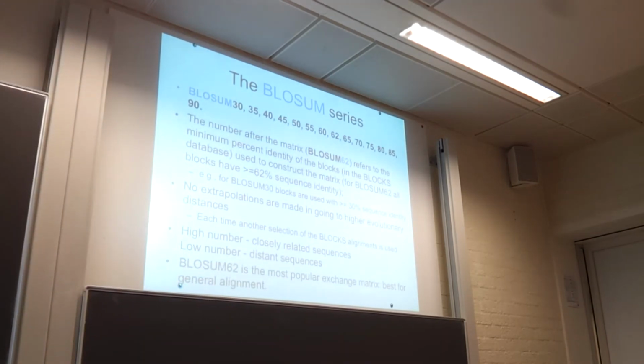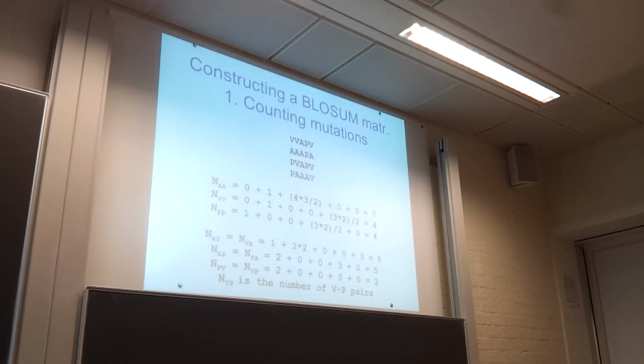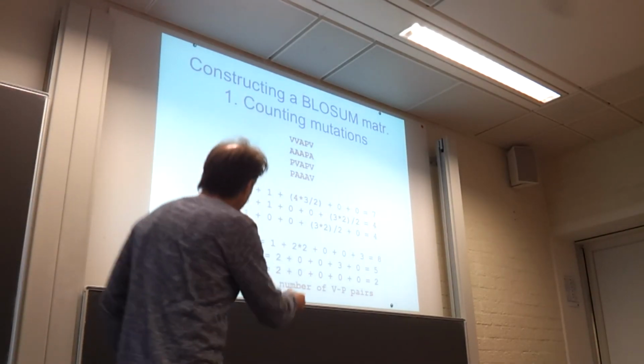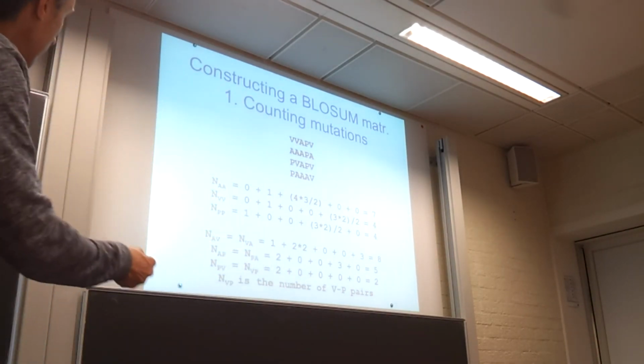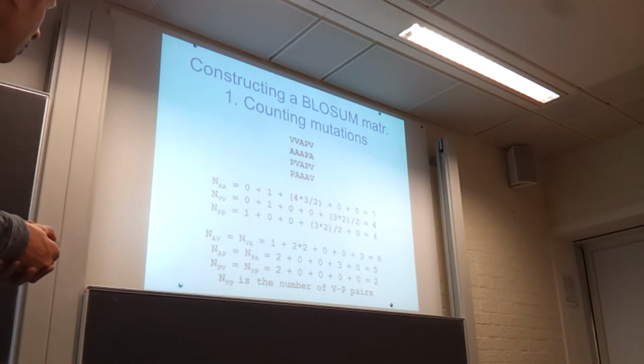Smaller ones. Okay. But no extrapolations are being made like in Dayhoff. So how do we calculate? Let's do a simple thing. Here's an alignment again. They don't use any trees. Very simple. Now, who can sort of see why these numbers are what they are?